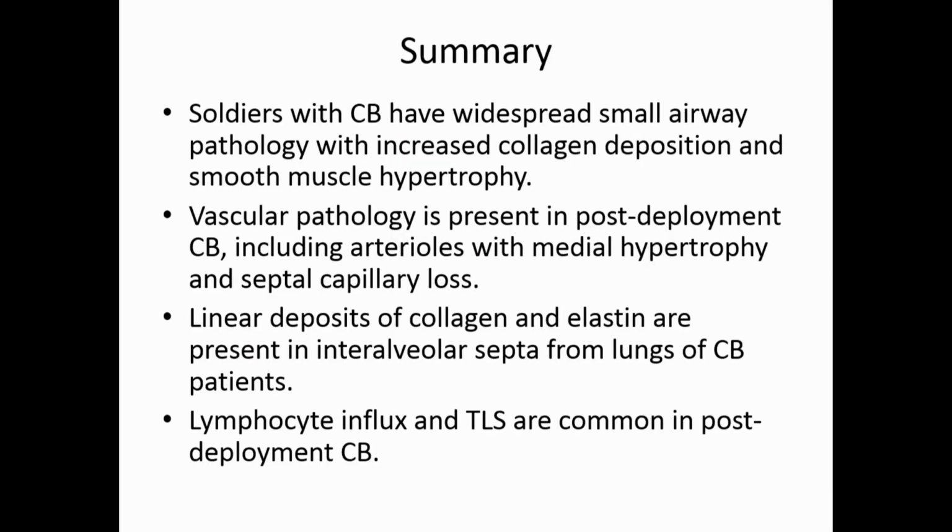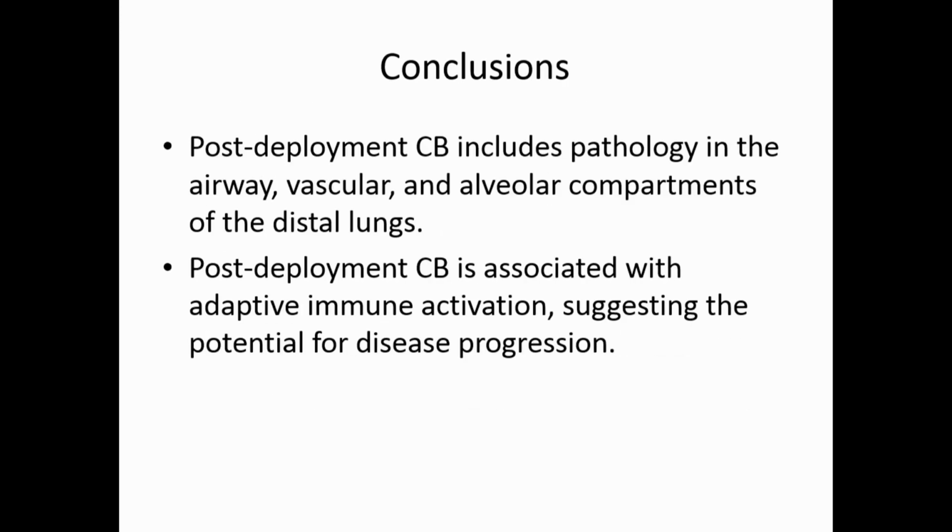So to summarize, soldiers with constrictive bronchiolitis have widespread small airway pathology. They have increased collagen deposition and smooth muscle hypertrophy. There's vascular pathology present as well, and that includes arterioles with medial hypertrophy and some septal capillary loss. Linear deposits of collagen and elastin are present in the alveolar septa from lungs of constrictive bronchiolitis patients as well. And then on the immune inflammatory side, we see a lymphocyte influx and a marked increase in these tertiary lymphoid structures in the post-deployment constrictive bronchiolitis patients.